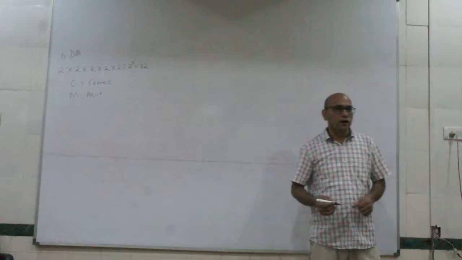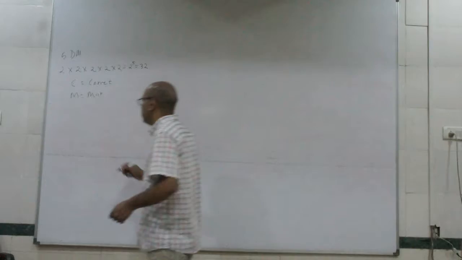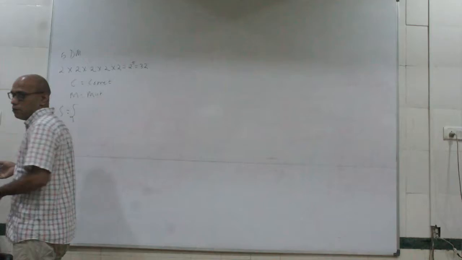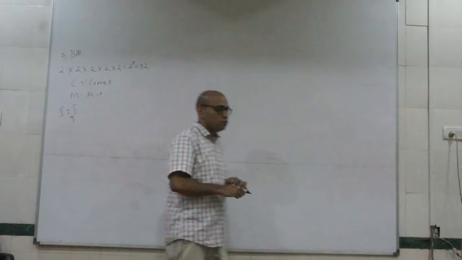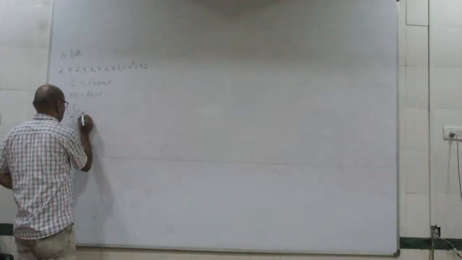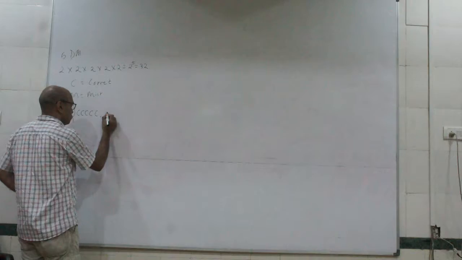Now, what would be my sample space? Let's write the sample space. My sample space is, see, all outcomes are correct. We have done this before, so I don't think there should be any issue for you to do this. So let's start with all correct outcomes, C C C C C. So now we will start with one mistake.